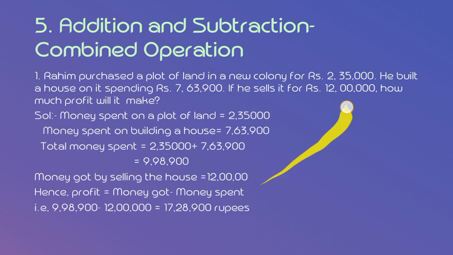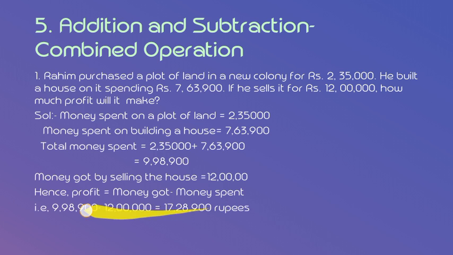Now he has sold the house for rupees 12 lakh. So money got by selling the house is 12 lakh. Now you have to know about the profit. The total money he spent on the house is 9,98,900, for building the house and buying the plot he spent this much money. Then money got by selling the house, for selling the house he got this much money. So what will the profit be? What do you have to do? You have to subtract these two.